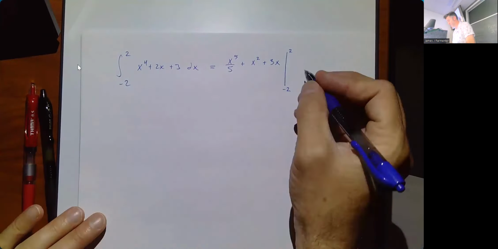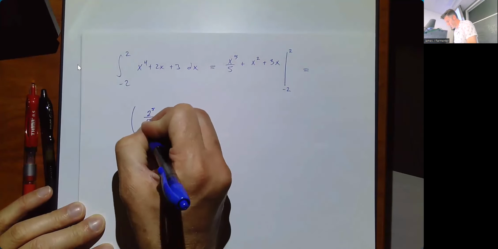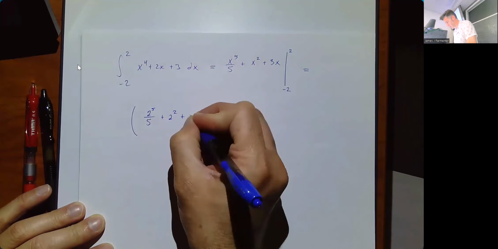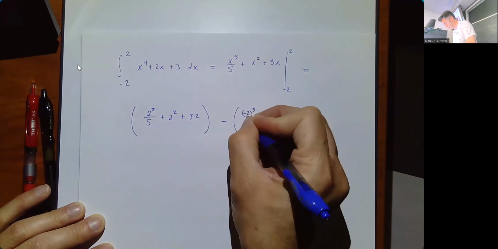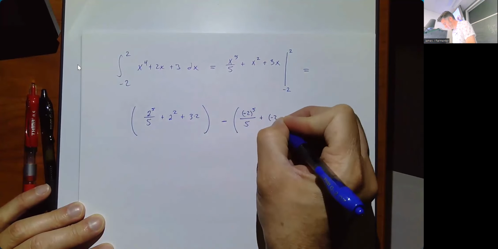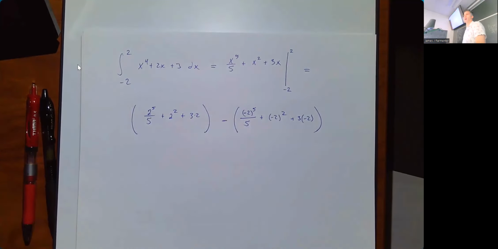So I'm not going to do a whole lot of simplifying here. I'm just going to write this as 2 to the 5th over 5 plus 2 squared plus 3 times 2, minus negative 2 to the 5th over 5 plus negative 2 squared plus 3 times negative 2. And we could simplify that more, but that's not really the point at this juncture. The point is that's how you evaluate a definite integral, by anti-differentiating the function that you're integrating, also known as the integrand, and then plugging in the limits of integration. Top one first, minus bottom one second.